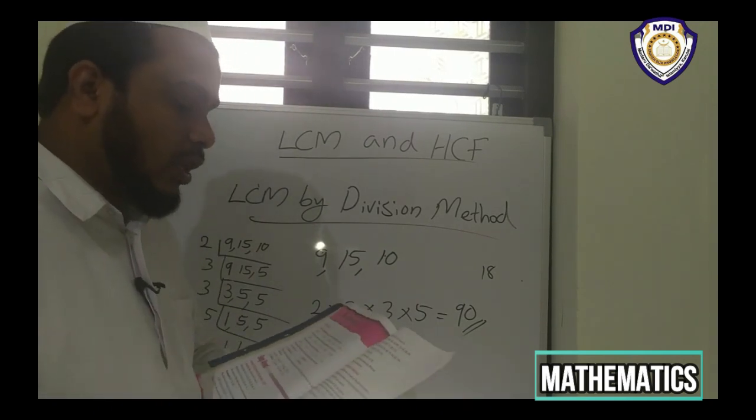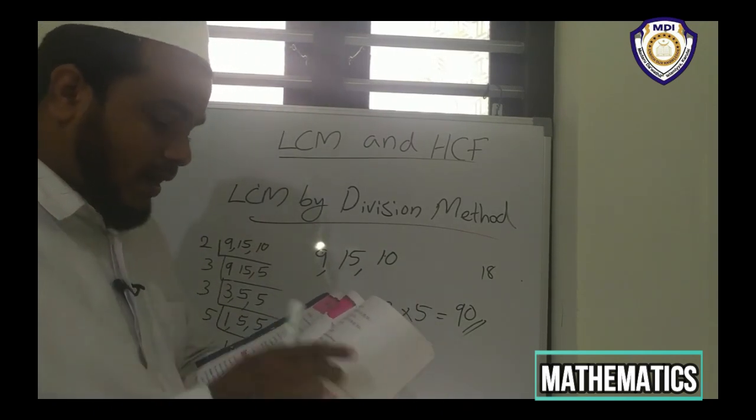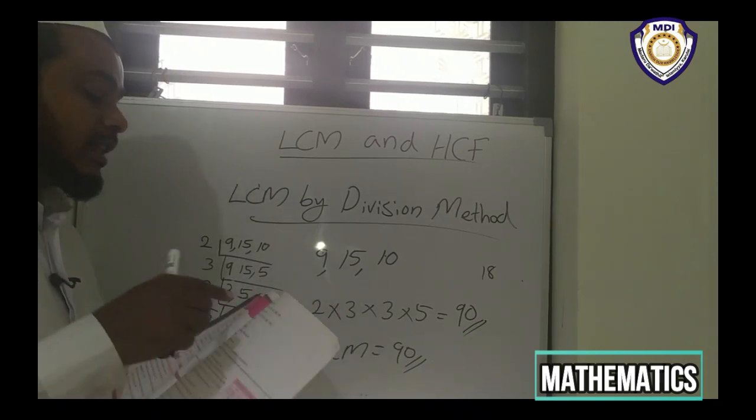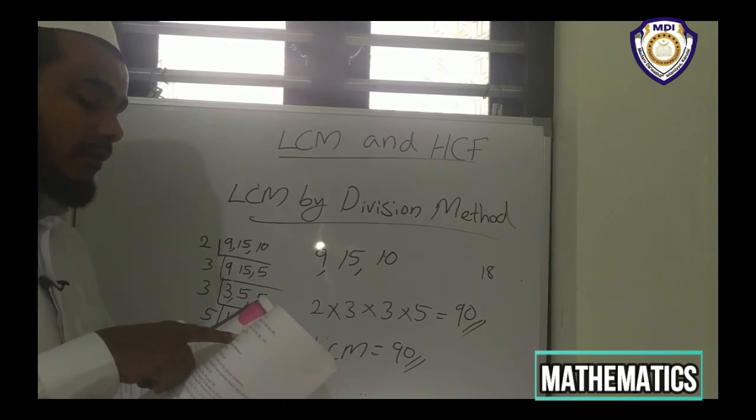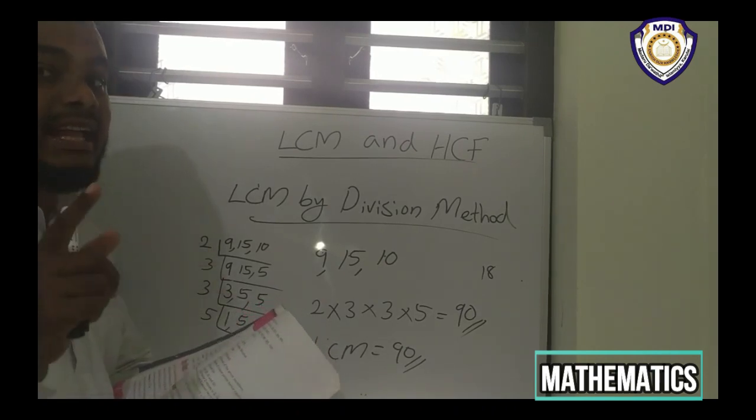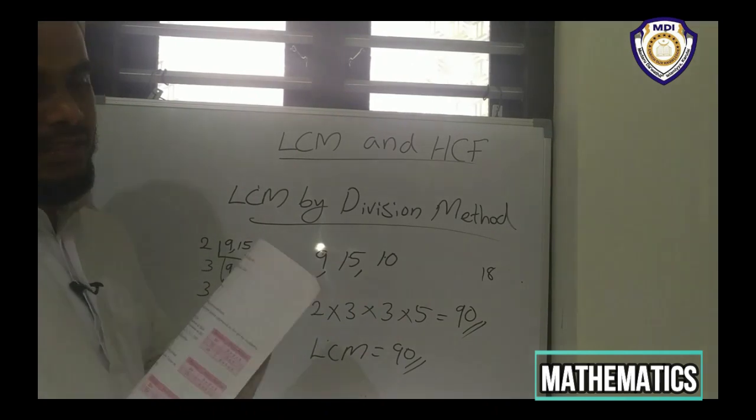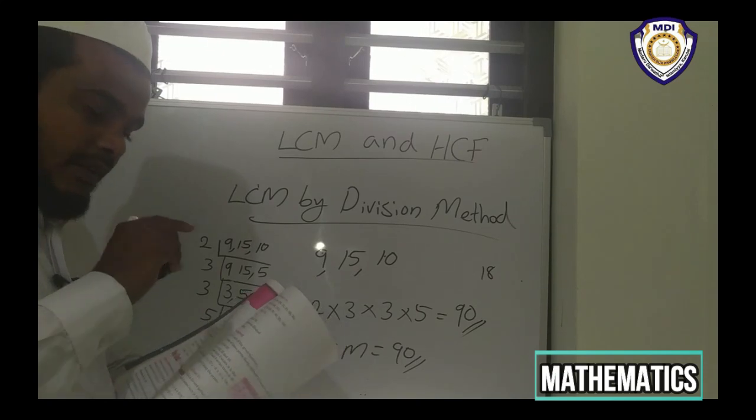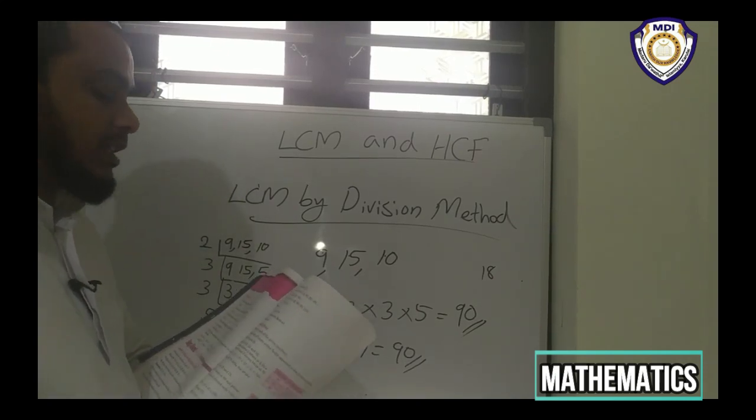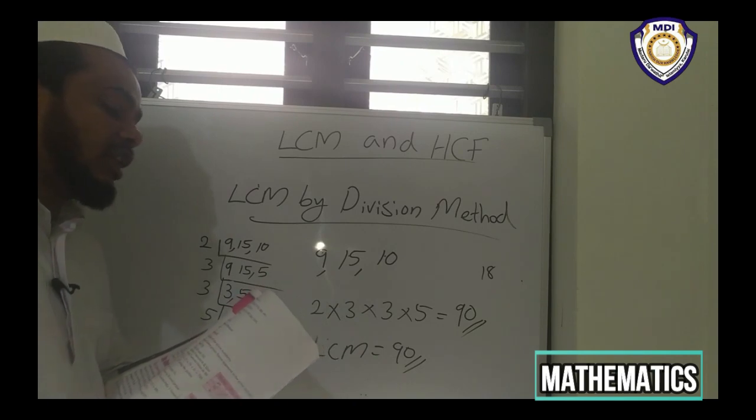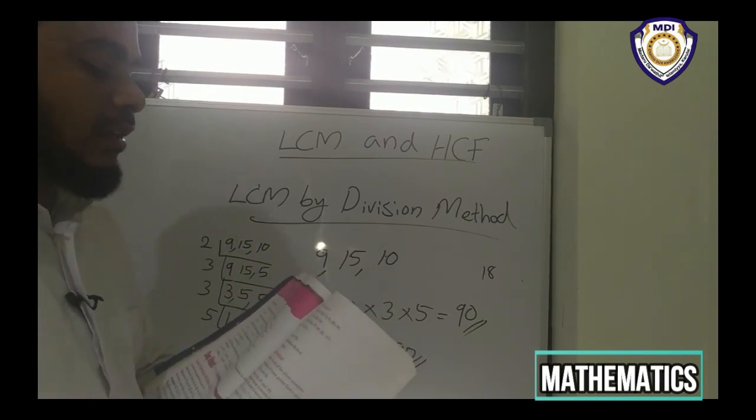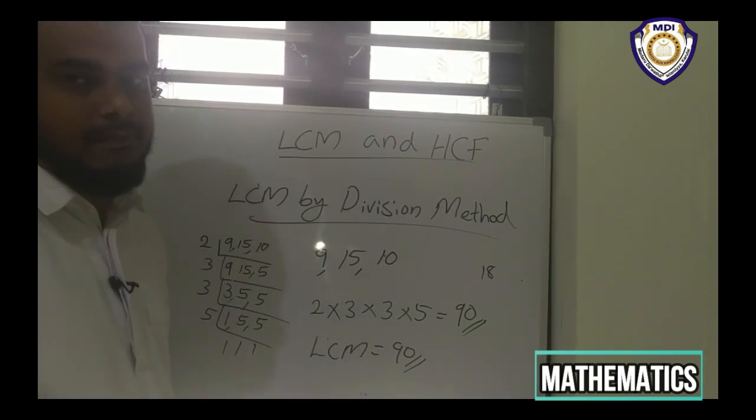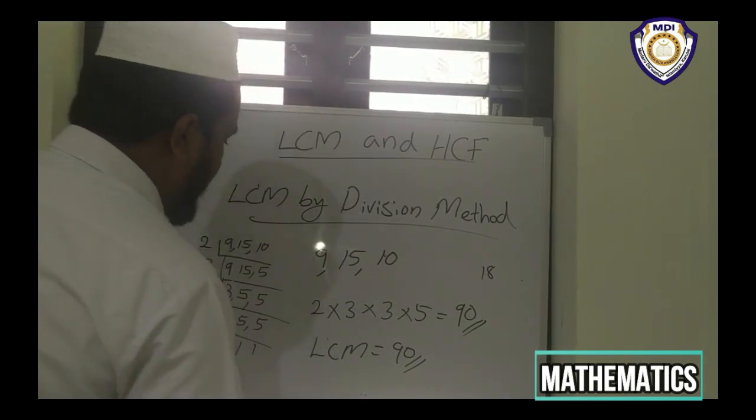You just look at the answer. Example 1, page number 45. I just took the simple example. The LCM of 9, 15 and 10 is 90, the same answer. In the other method, first we have to take the multiples of 9, 15 and 10, then find the least common multiple. But this is the division method. Simple method.